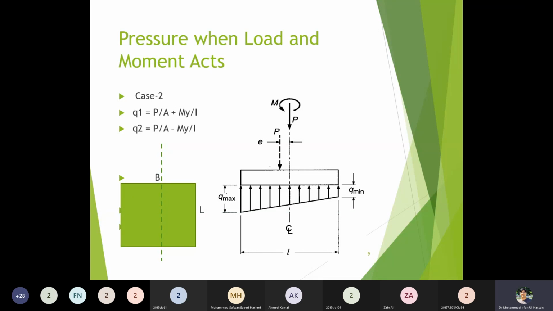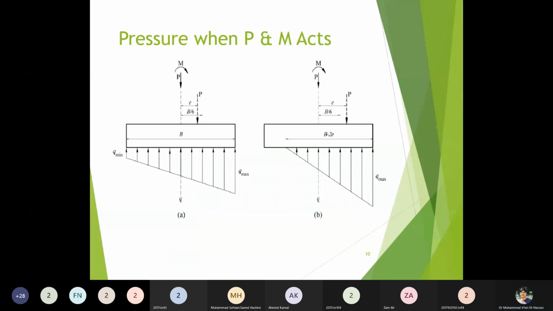So on the one side, this moment will make a compressive stress. On the other side, the moment will make a tensile stress. OK sir. But the point is, how much is the eccentricity? Is this pressure all the time trapezoidal? No, it can vary actually. It depends on what the value of the eccentricity is.